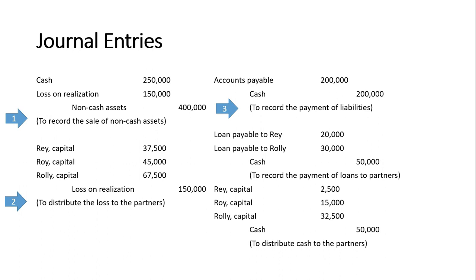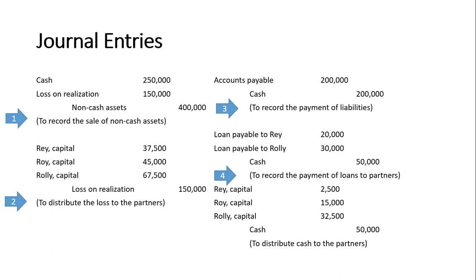As I have mentioned, we'll need to settle first our obligations to outside creditors. So we have to settle first our accounts payable amounting to 200,000. We'll need to debit accounts payable 200,000 and then credit cash 200,000. The next step is to settle the loans payable to Ray and Rolly, which is 20,000 and 30,000 respectively. It's on the debit side. And then we'll need to credit cash as we have paid them, amounting to 50,000. So this is the fourth step, to record the payment of loans to partners.